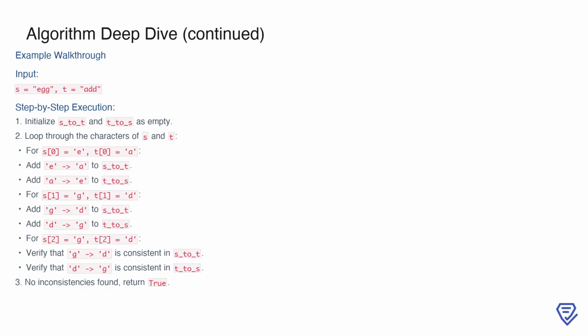Next, for s[1] equals g and t[1] equals d, we add g-d to s_to_t and d-g to t_to_s. Finally, for s[2] equals g and t[2] equals d, we verify that g-d is consistent in s_to_t and that d-g is consistent in t_to_s. Since no inconsistencies are found, we conclude that the strings are isomorphic and return true.